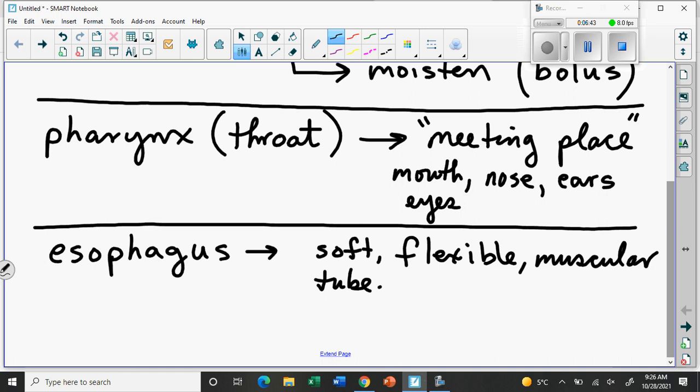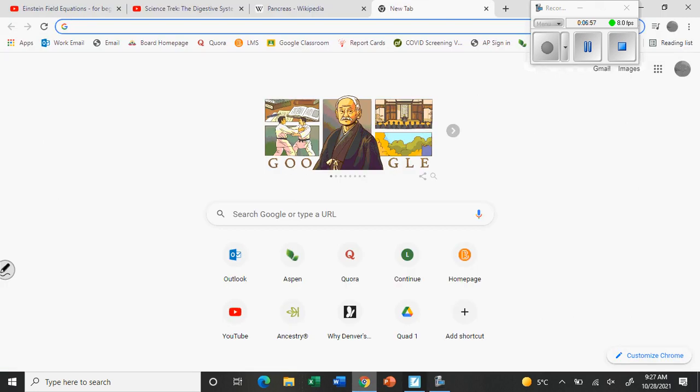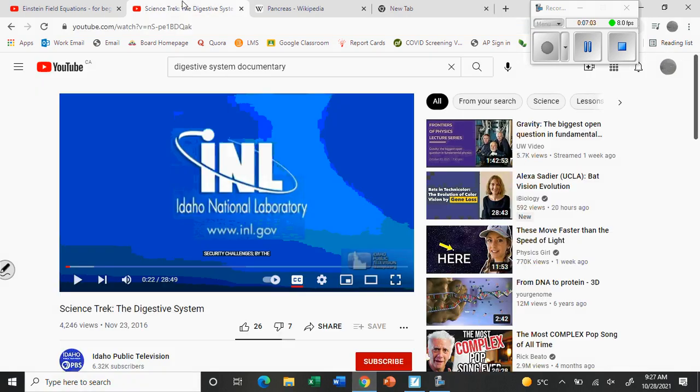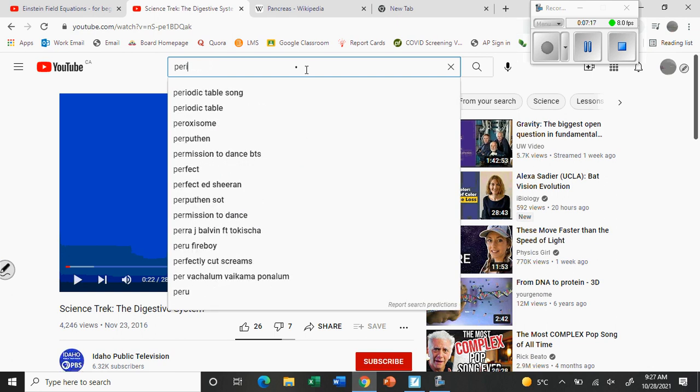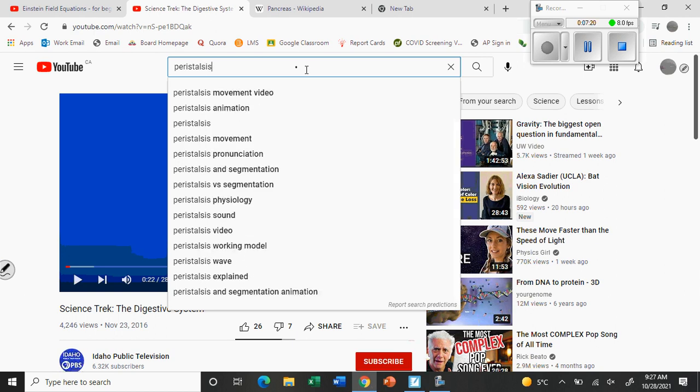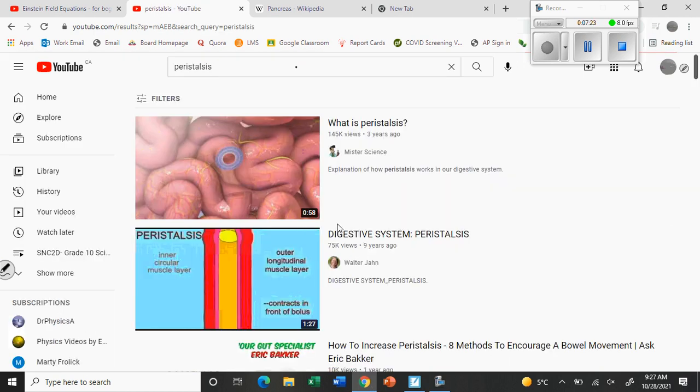Think about a dog. A dog is sort of a sideways animal. So when they swallow, something has to push the food towards the stomach sideways. And it's the motion of this esophagus. We can look at this. Let me go back to YouTube here, and let me just type in something about peristalsis, because that's what this motion is called. And there are some really cool videos. There. And we'll be able to see what this looks like.